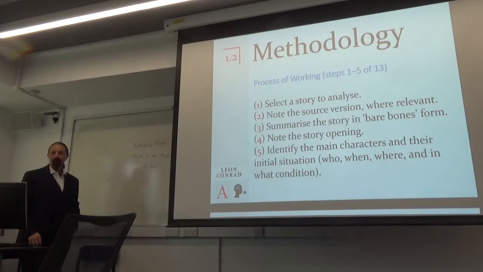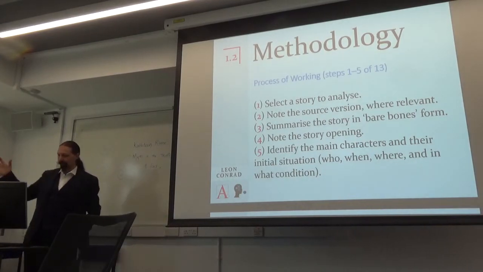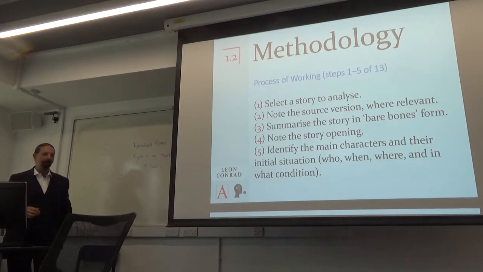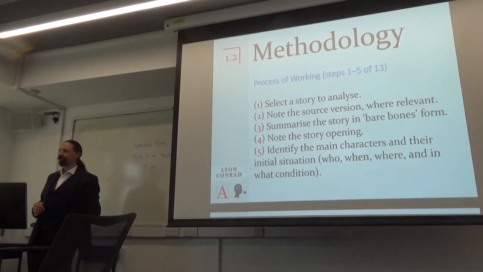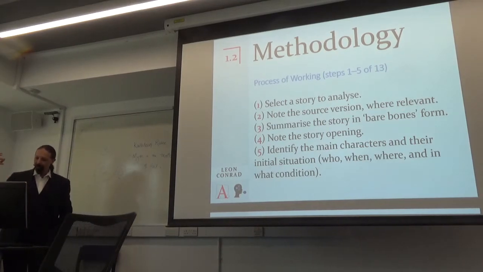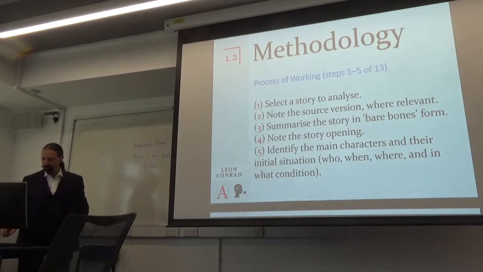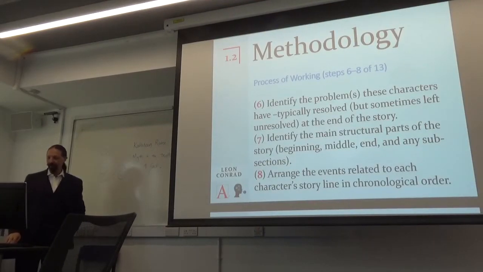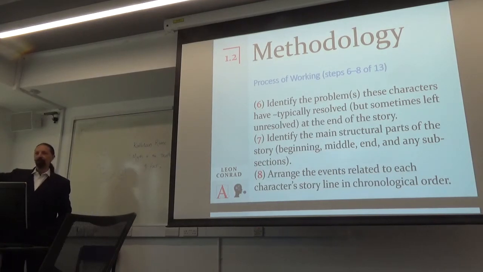Process of working, I'm going to quickly talk you through 13 steps. Just like Mrs. Beaton said when she was teaching people to cook a chicken, first catch your chicken. First you need to pick a story. Note where you got it from, what's the source version, is it the first version, is it an adapted version? Summarize the story. Note the story opening, that's important. Is there a once upon a time, or does it go straight in? Who's the main character? What's the cast of characters? How do they start? What problems do they have? Are these problems resolved at the end of the story?